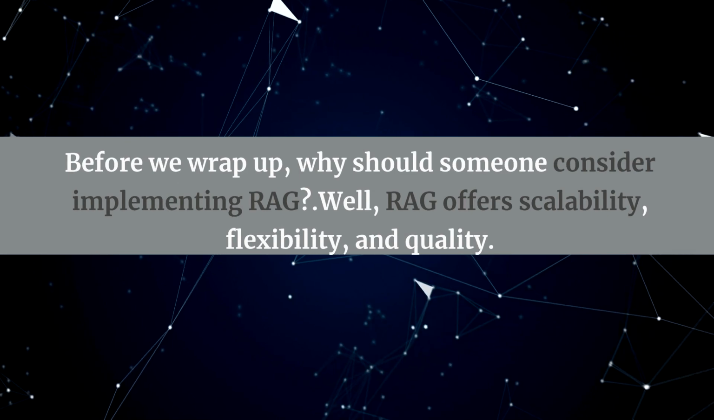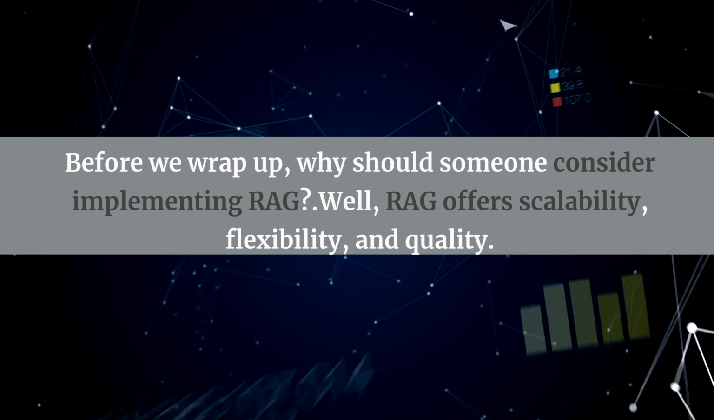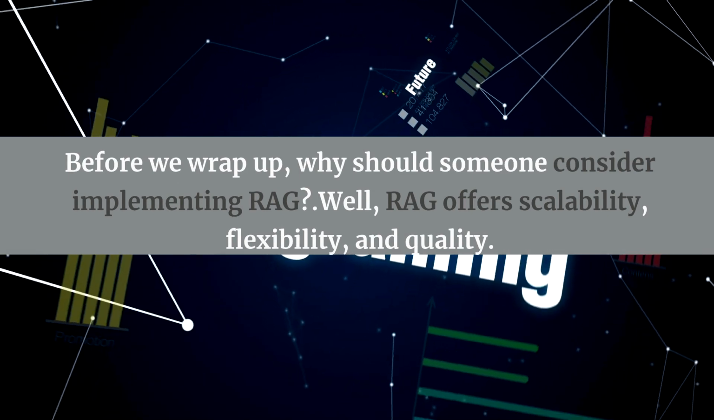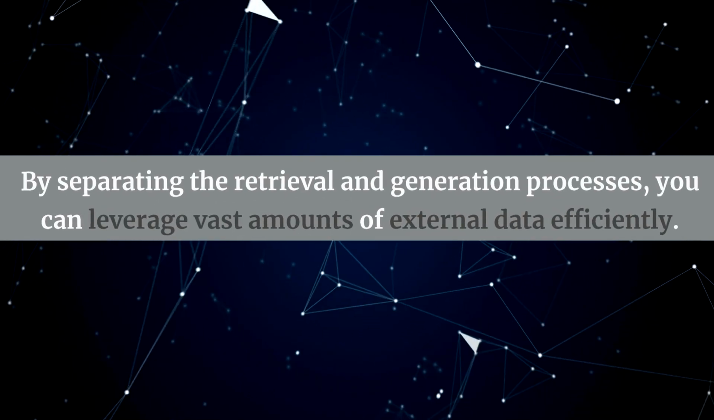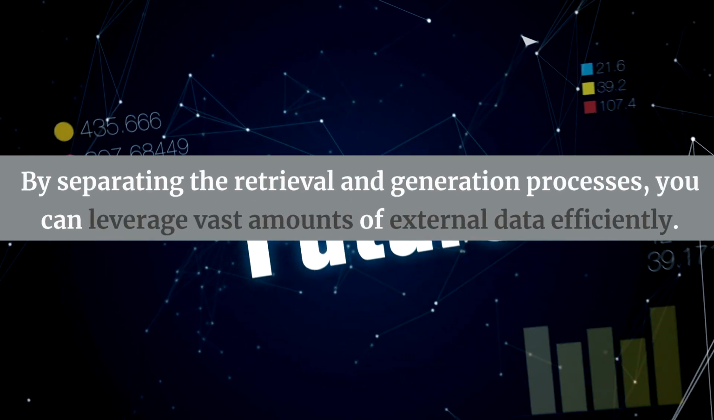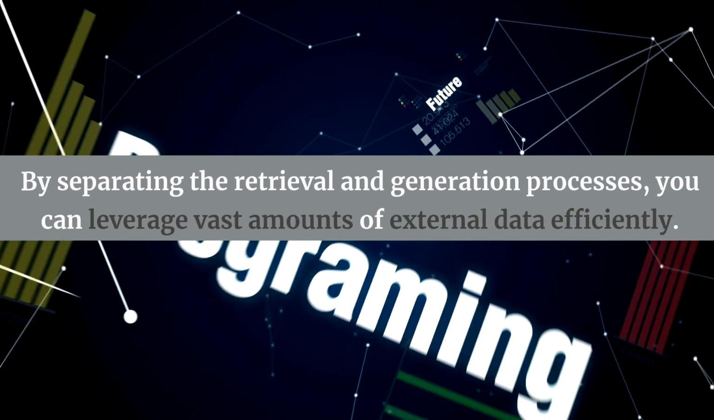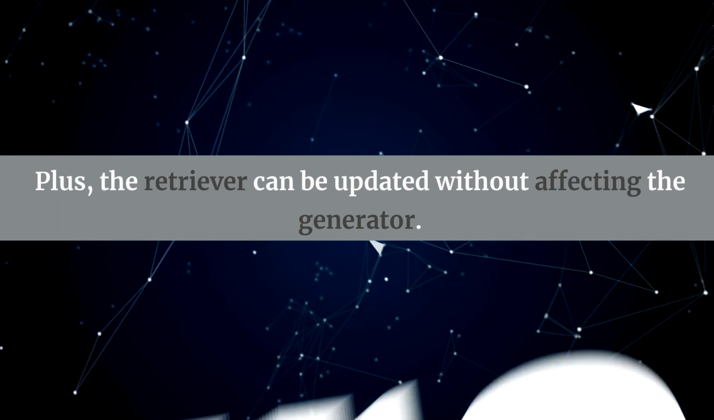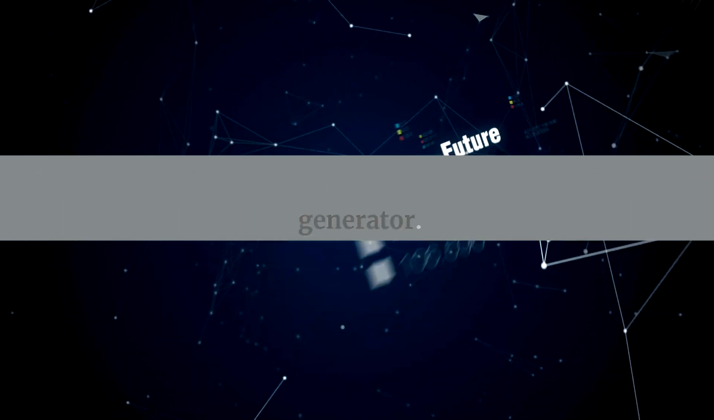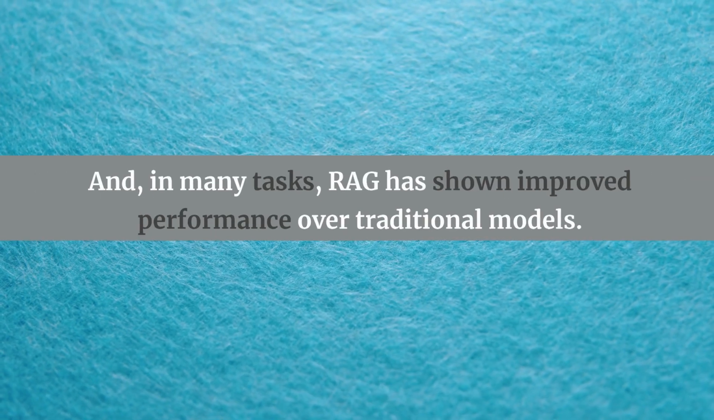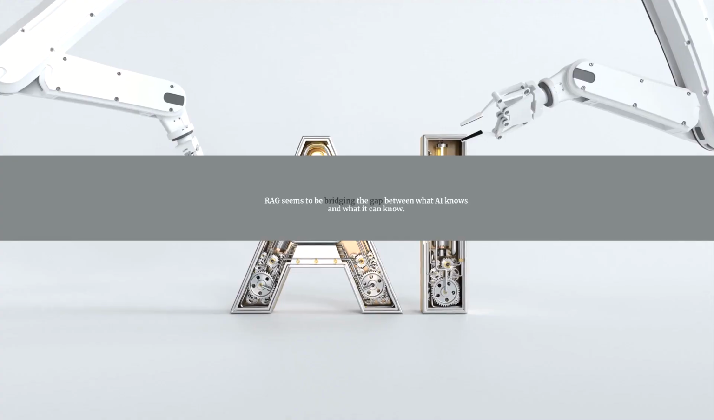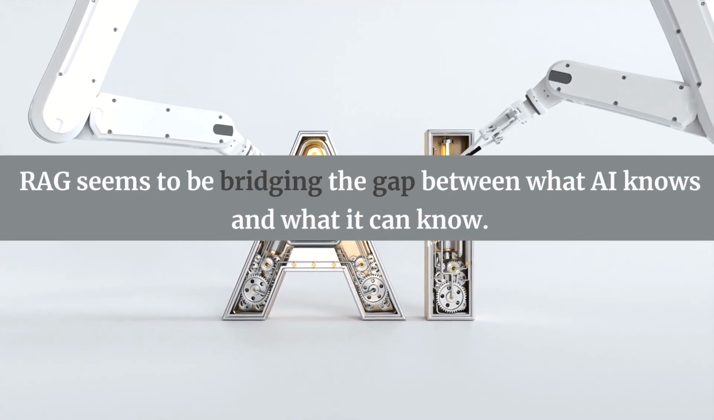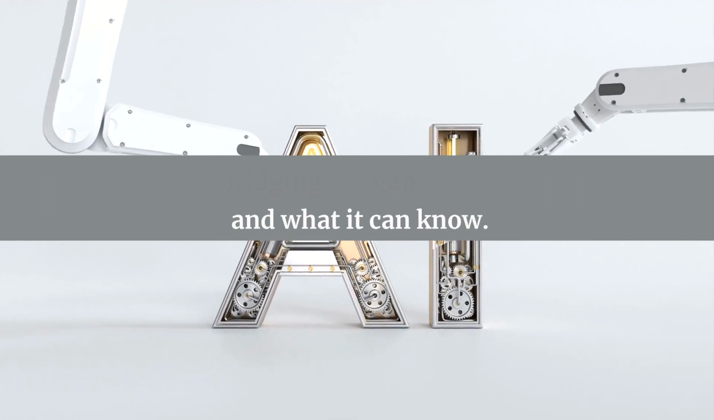Before we wrap up, why should someone consider implementing RAG? Well, RAG offers scalability, flexibility, and quality. By separating the retrieval and generation processes, you can leverage vast amounts of external data efficiently. Plus, the retriever can be updated without affecting the generator. And, in many tasks, RAG has shown improved performance over traditional models. RAG seems to be bridging the gap between what AI knows and what it can know.